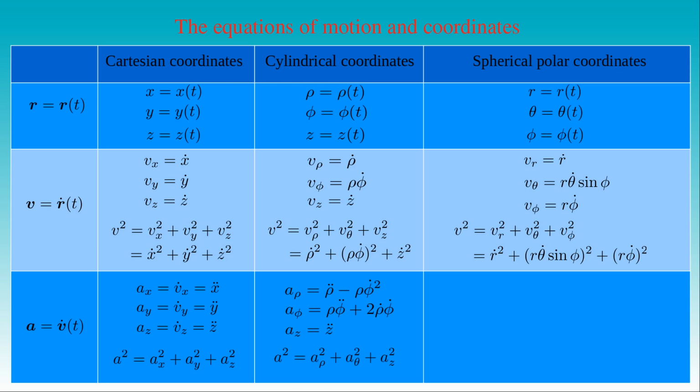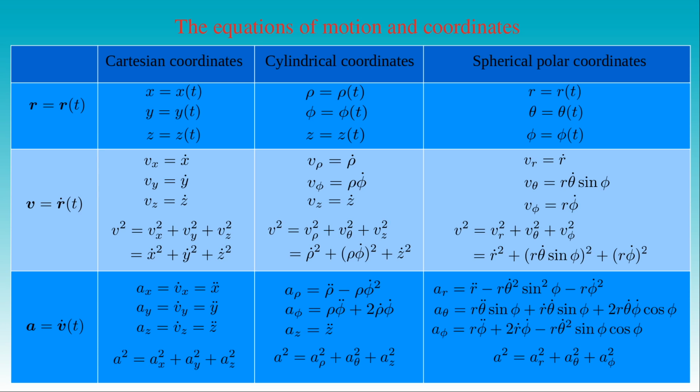The components of the acceleration in spherical polar coordinates are even more complicated, but they have common patterns. Each component of the acceleration contains the second-order derivative of the corresponding coordinate, and the squares or quadratic terms of the first-order derivatives of the other two coordinates. The square of the length of the acceleration is the sum of the square of these components, which is a very lengthy expression, thus we do not show it. Now we see that the kinematic quantities have the simplest forms in the Cartesian coordinate system, and their components have the most complicated expressions in spherical polar coordinates.